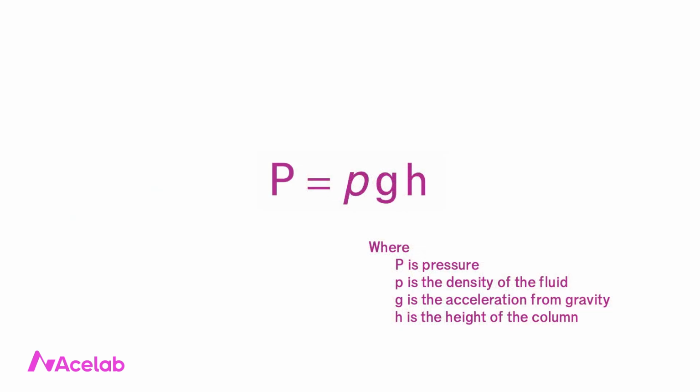The equation we use to express hydrostatic pressure is this, where pressure is equal to the density of the fluid times the acceleration from gravity, the gravitational constant, times the height of the column. I'm pretty sure you won't ever have to actually use this equation. I never have. But it's really helpful to understand the variables at play, so we're going to go through it together. What I want you to notice are these two variables.